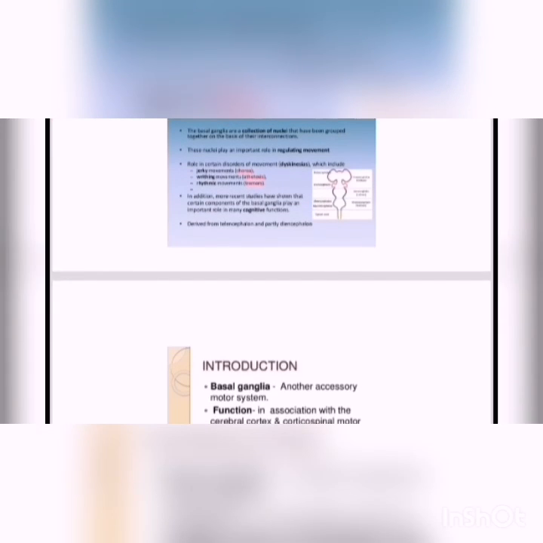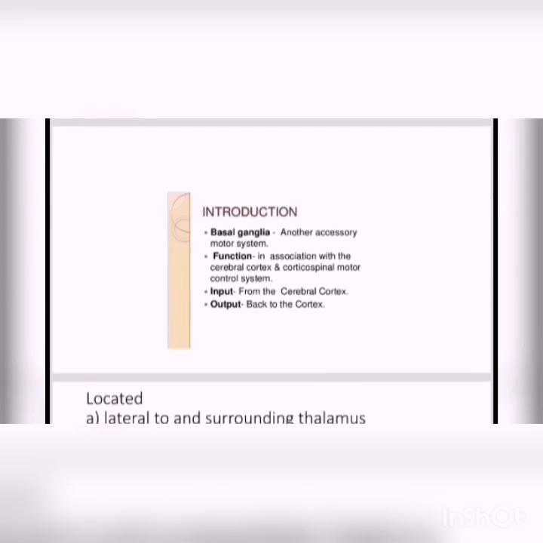Now we will see a little bit about the anatomy, where all these nuclei are located. Basically they are located around the thalamus. The thalamus is located in the brain. So we will see that these nuclei surround the thalamus and are located lateral to the thalamus, lateral to and surrounding the thalamus.